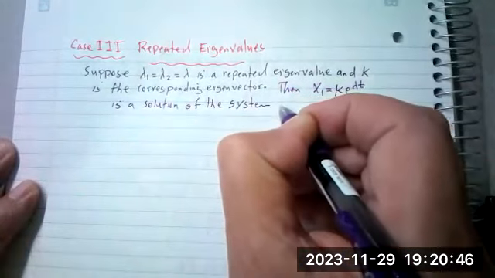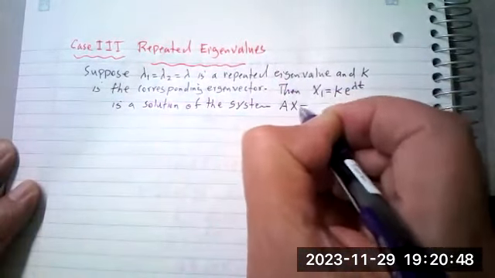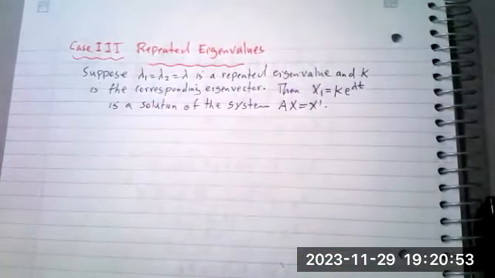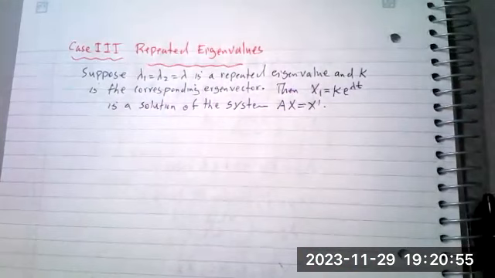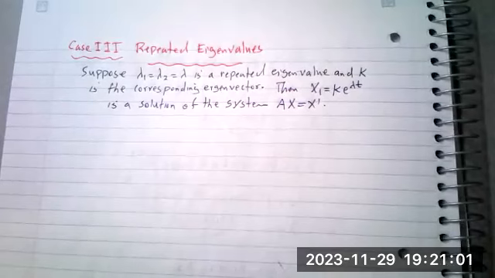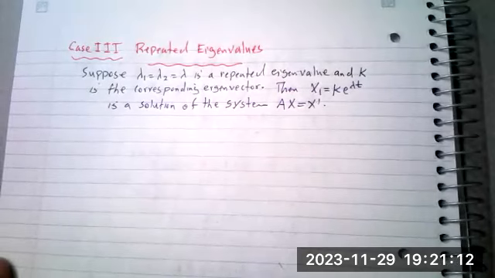Okay, and the system is x prime equals Ax. But we need the second solution. So how are we going to find the second solution? We are going to propose the second solution as we like it, and then we get the condition that it can be fine if you like. So it's very similar to what we did before.